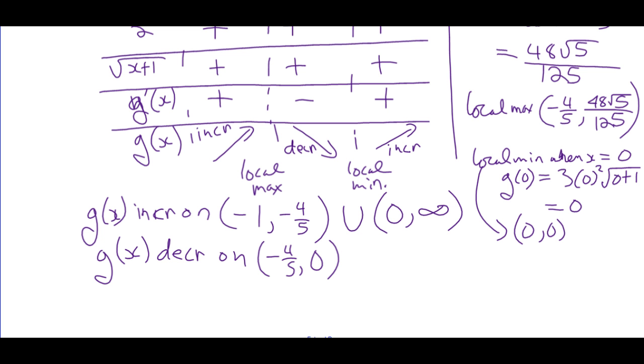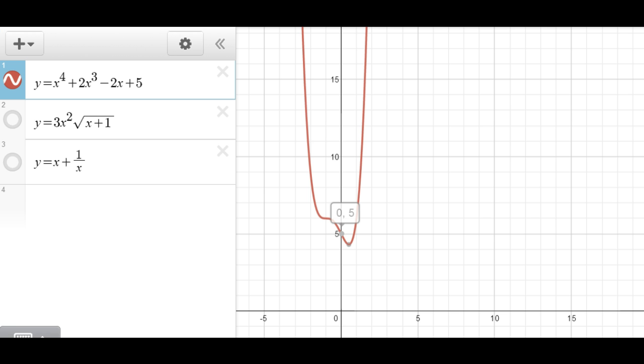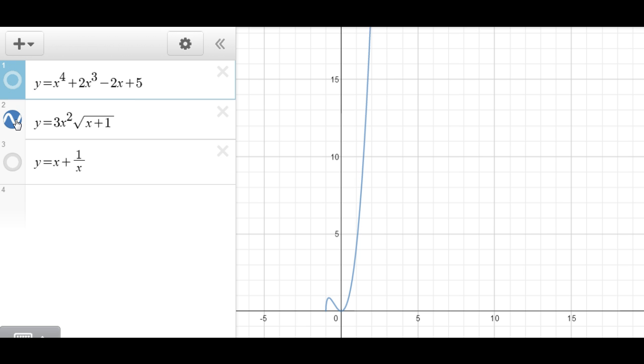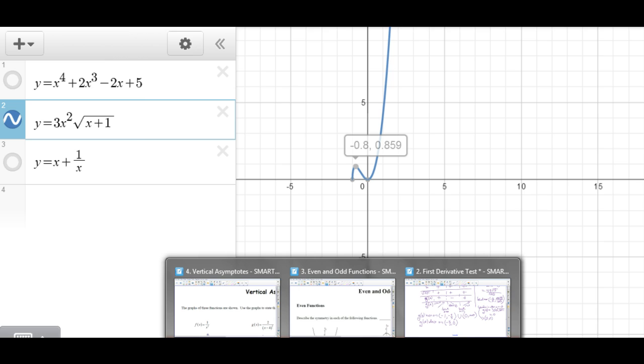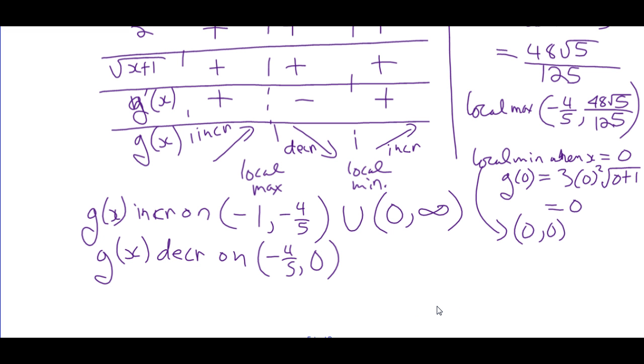Okay, and so if you want to look at that, I can turn this one off and turn that one on. There it is. There's -4/5, and that's 48√5 over 125 if you worked it out. And there's your local min at (0, 0). It didn't say sketch, but I just thought, why not.